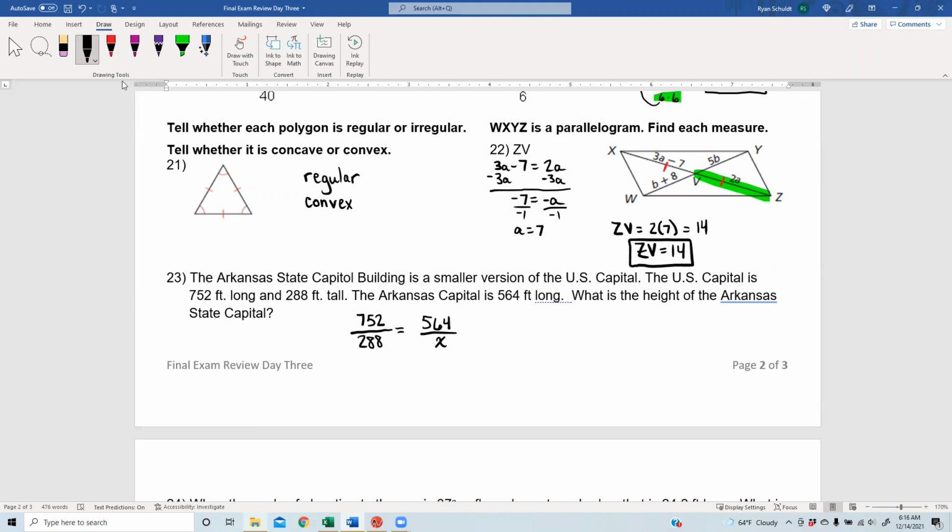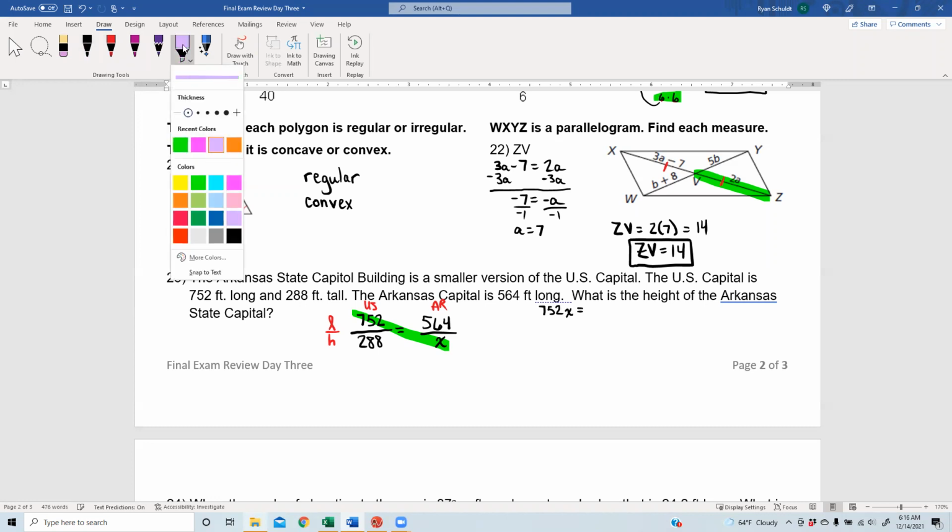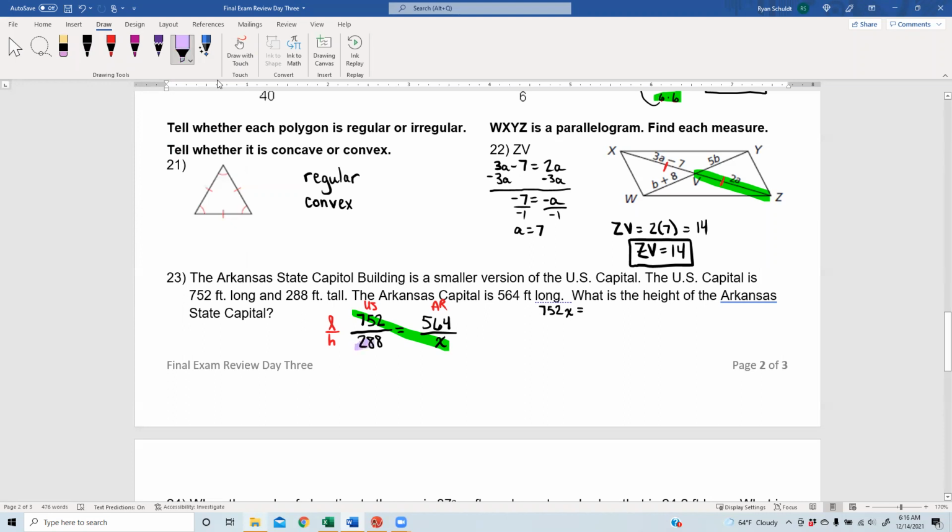So what we did was we did length over height. This is the US, this is Arkansas. So now let's cross multiply. So 752 times x equals 288 times 564.